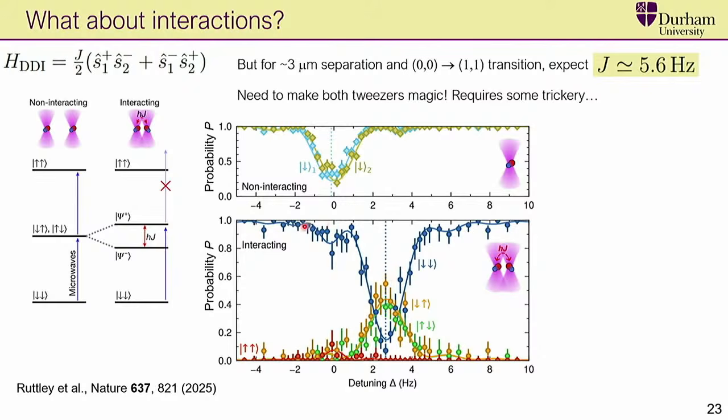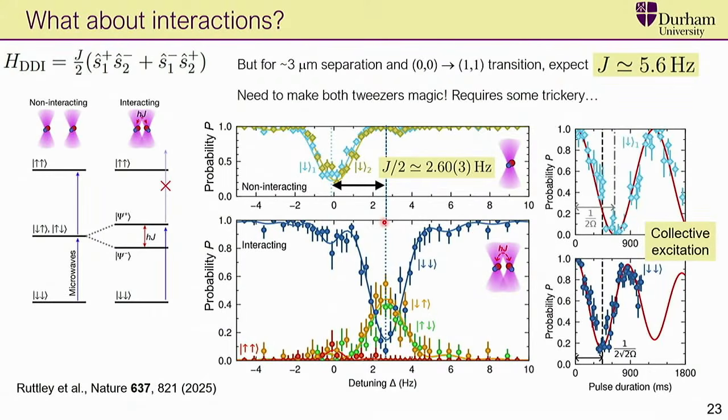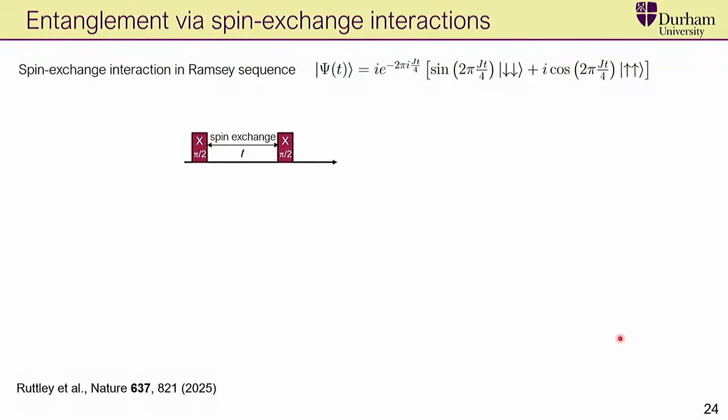So now when we drive population out of down-down, where they start, we populate these 2, down-up and up-down, equally, and we see the shift of half the interaction, so 2.6 hertz in this case. And of course, you can sit here and drive Rabi oscillations, and you get a collective excitation of a pair of molecules and see the root-two enhancement that comes from that. And we can use this to then do entanglement.